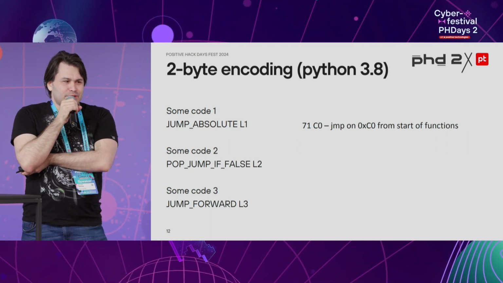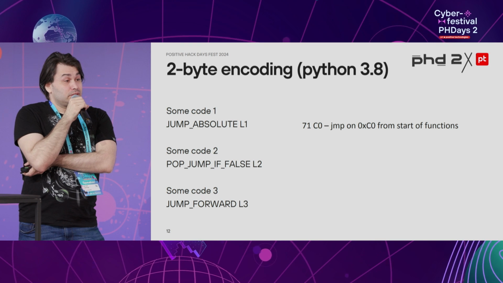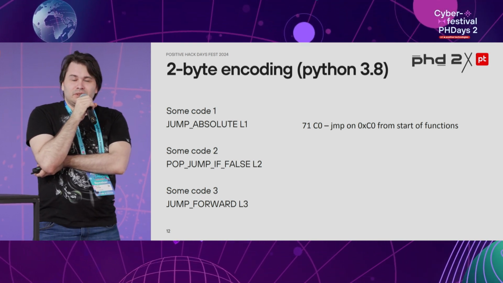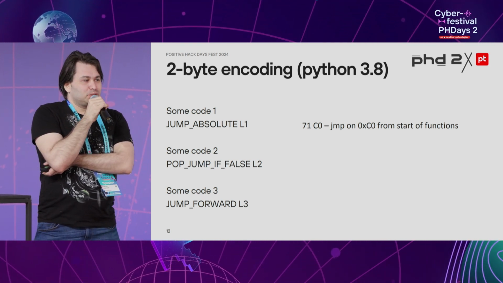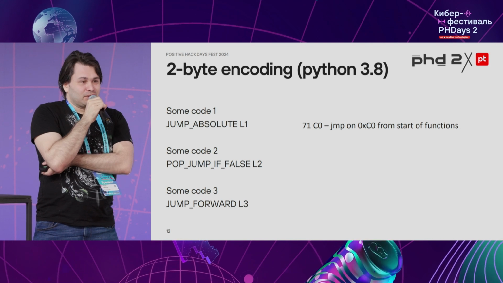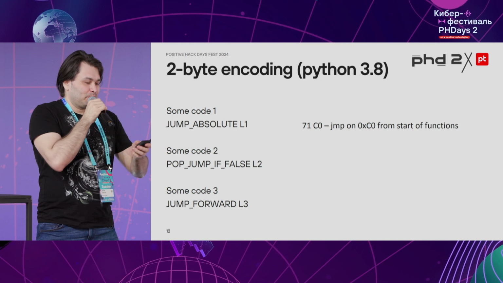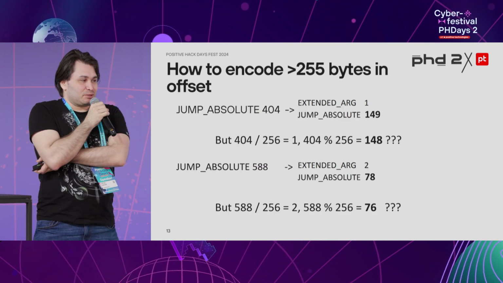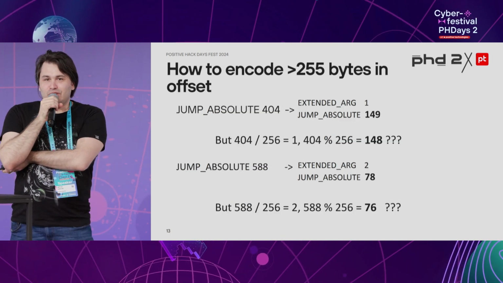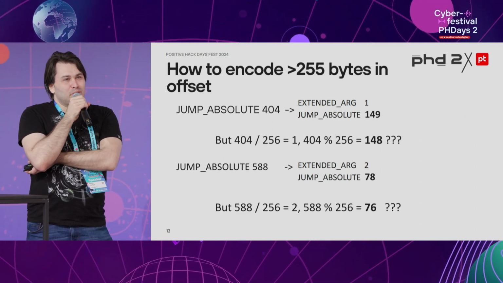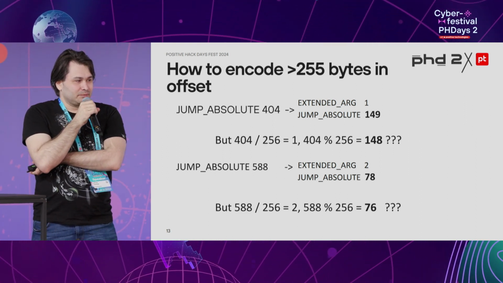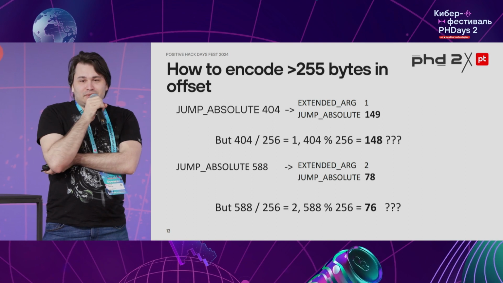Unlike Intel or MIPS or ARM assemblies, here the transfer happens from the absolute address or to the absolute address from the start of the function, not starting from the current position. So the question arises, how do we code the offset from the start of the function, the big ones, more than 256 bytes in length?